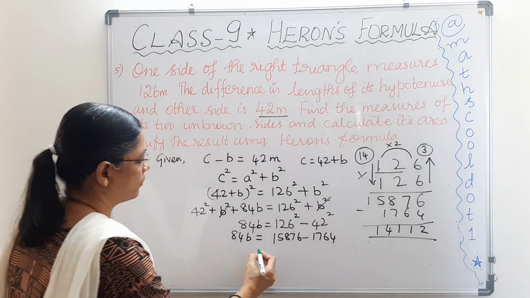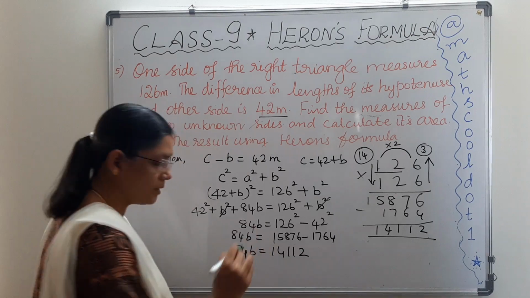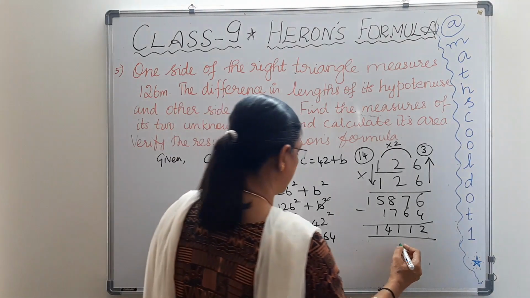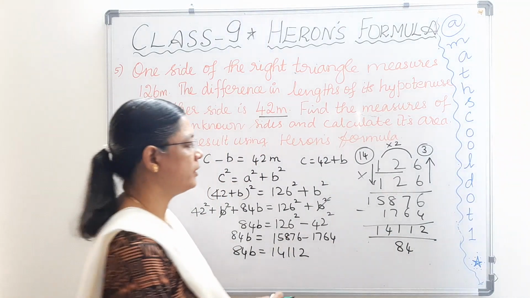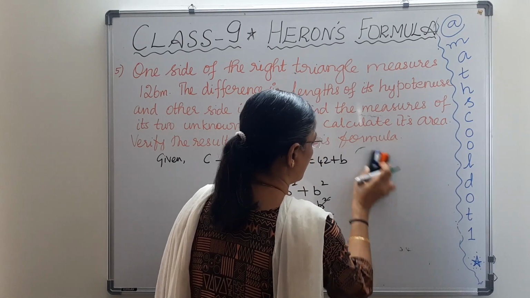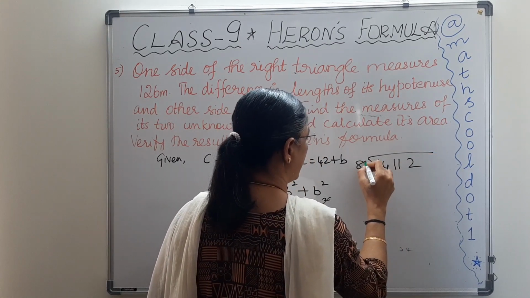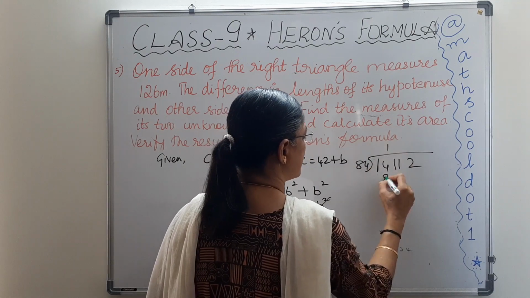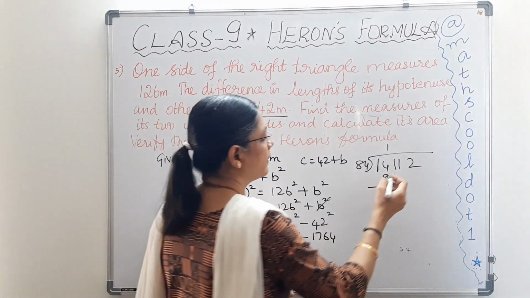Now we have 14112, 14112. So that is 84B. So now divide this with 84. 14112 divided by 84. Now we'll do the division here. 84 ones are 84 here, because 84 twos will become more than 160.